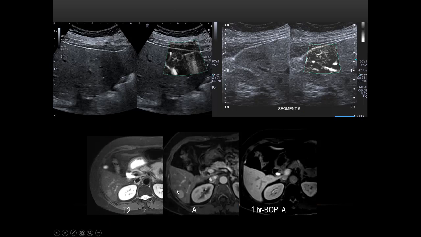MRI. They have homogeneous arterial enhancement and also uptake of the hepatocyte-specific agent like this. So this is focal nodular hyperplasia. You can see a nice example of the spoke-wheel vascularity inside the FNH.